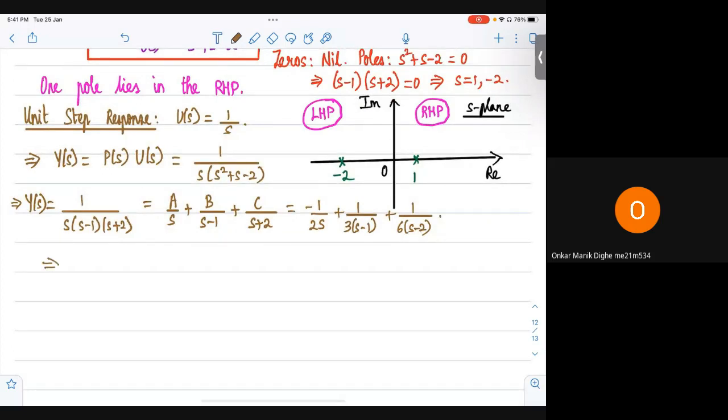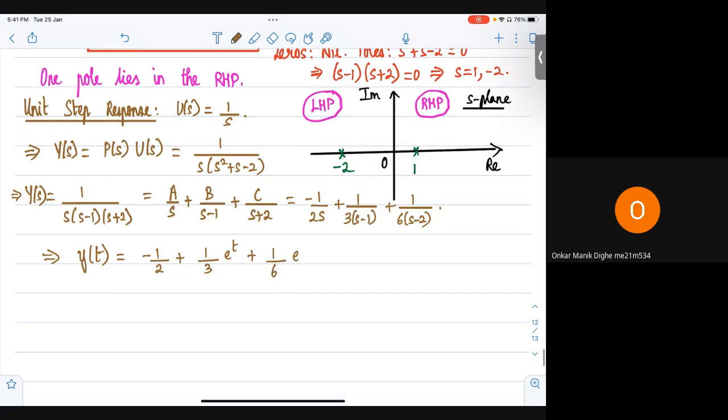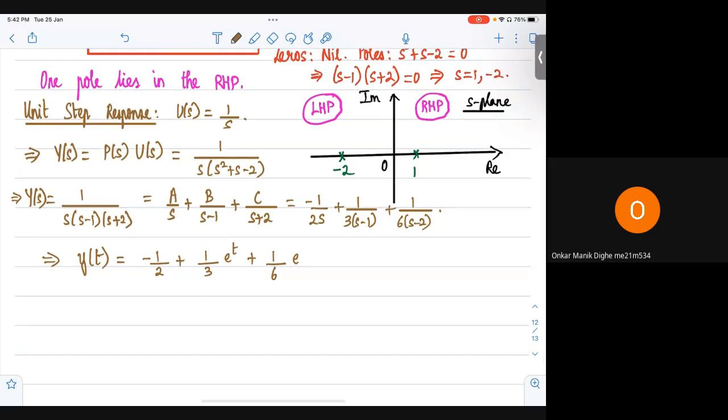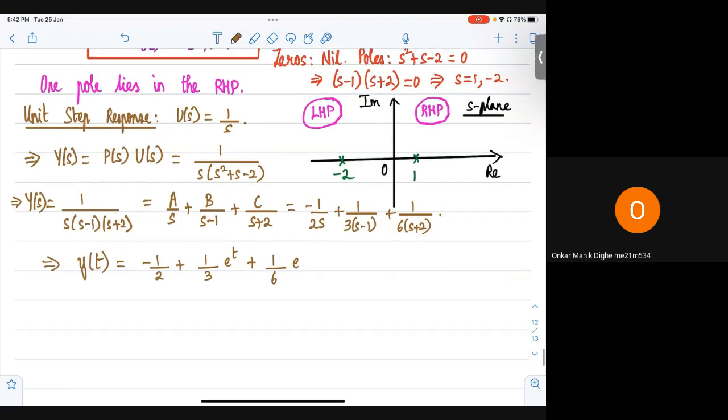Now, if I take the inverse Laplace transform, by now all of us are familiar with the process, right? So what will happen? The first term will become -1 by 2. The second term will become 1 by 3 e power t. And then the third term will become 1 by 6... sorry, this will be 1 by s plus 2. Sorry, there is an error here. So this should have been 1 by 6 s plus 2. Okay, so please correct it. So the third term will be 1 by 6 e power minus 2t.